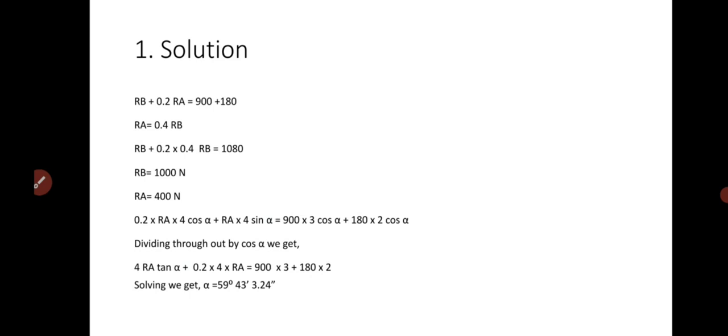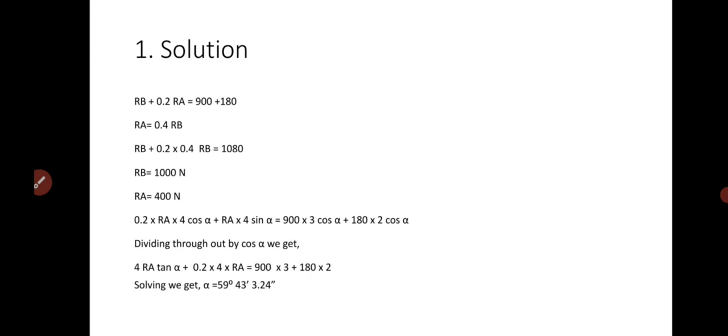0.2 RA into 4 cos theta plus 4 sin theta into RA equal to 900 into 3 cos theta plus 180 into 2 cos theta. So here I have written alpha, but the actual angle marked in the figure is theta. So you can consider it as theta itself. Now you will get this equation if you take the moments. So all of you write the equation on your own. Do not copy this. Just try to write down the equation on your own and then verify whether you are getting this equation.